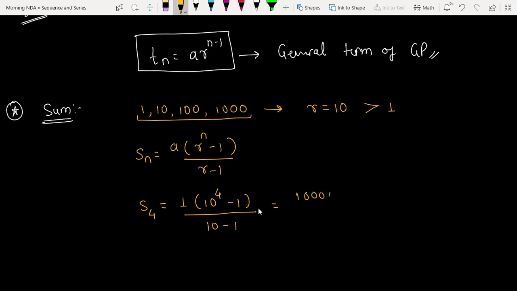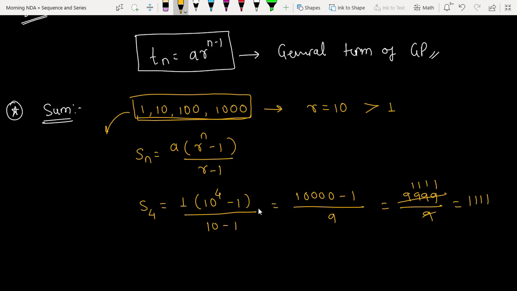1, 2, 3, 4 minus 1 divided by 10 minus 1, which is nothing but 9. So how much did this come to? 9. 10,000 minus 9 divided by 9, which is nothing but 1111. Is this okay? What is the addition of these things? What is the addition of this?